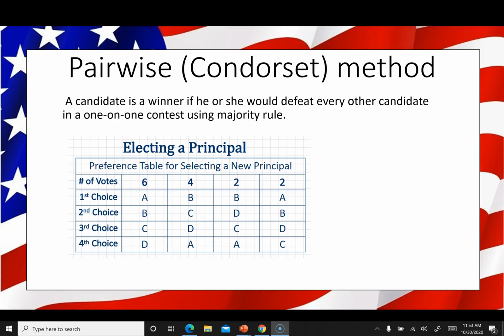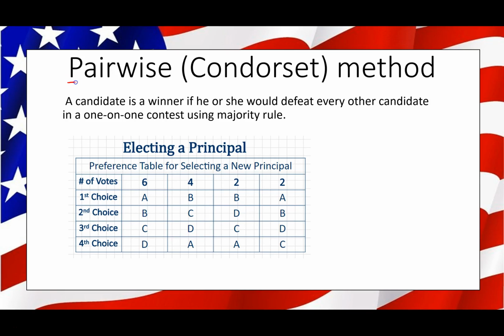The pairwise Condorcet method. The way to remember how to do this method is by remembering to pair things up. So a candidate is a winner if he or she would defeat every other candidate in a one-on-one contest using majority rule. Majority rule meaning has more than, in this case.